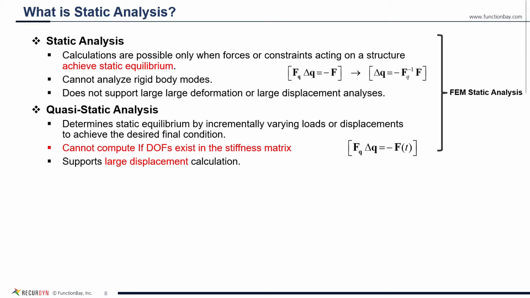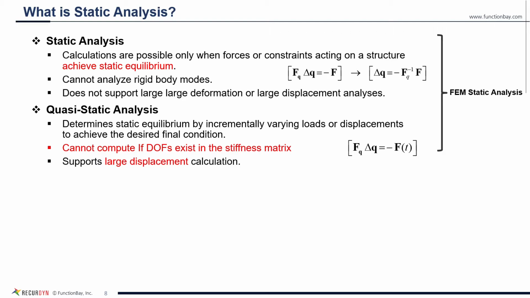Let's briefly go over static analysis. In general, static analysis involves calculating the stiffness matrix of a finite element model, and then applying boundary conditions to compute the external force vector, F. Then, we calculate the inverse matrix of the stiffness matrix and multiply it by the external force matrix F to calculate the small deformation, delta Q. This calculation is only possible if the stiffness matrix can be inverted. Therefore, this equation cannot be solved if it has rigid body modes. Furthermore, large deformation and large displacements cannot be calculated.